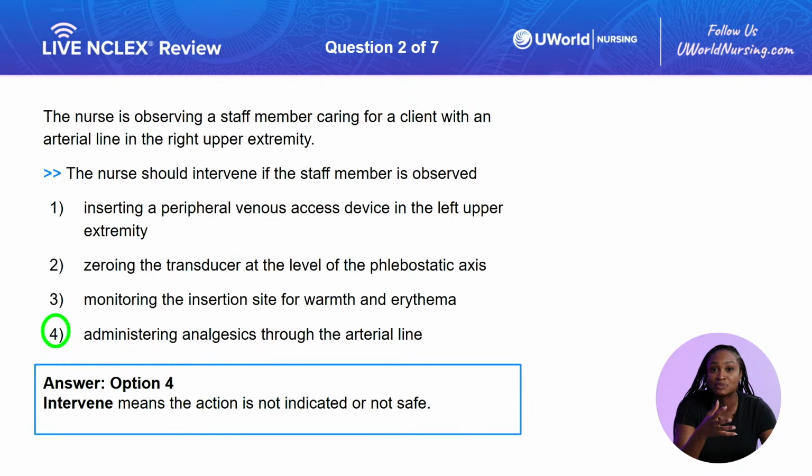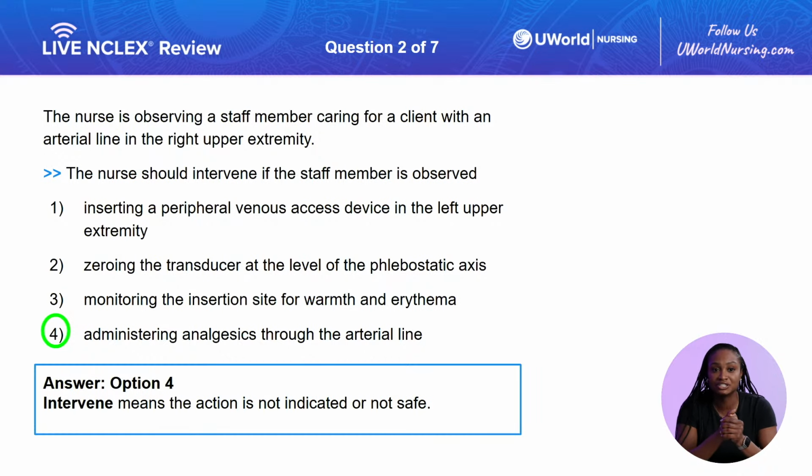But the main thing is we get a lot of information from the arterial line. We never want to give anything to or through the arterial line. So that is why option 4 is incorrect. We never administer analgesics or pretty much any medication through the arterial line. We get things out of the arterial line. So don't ever administer or push anything through an arterial line.